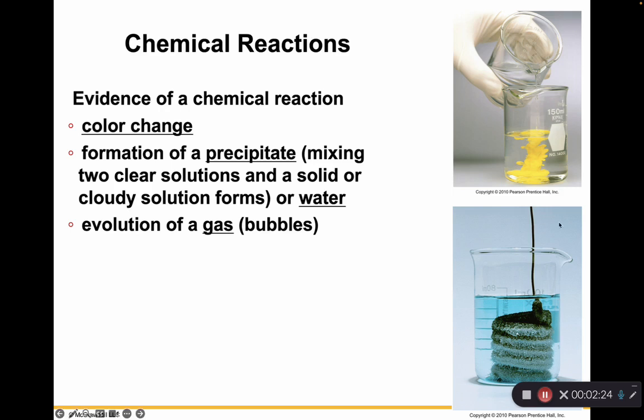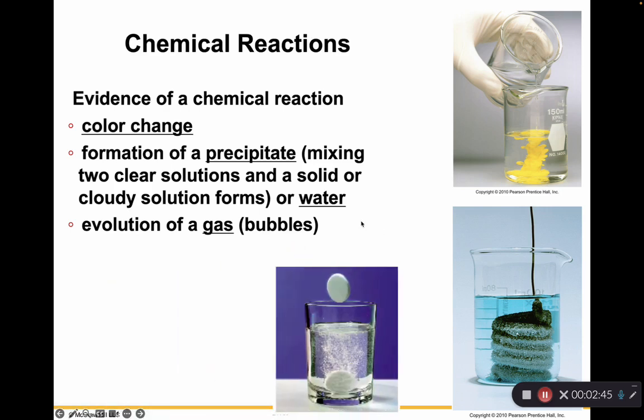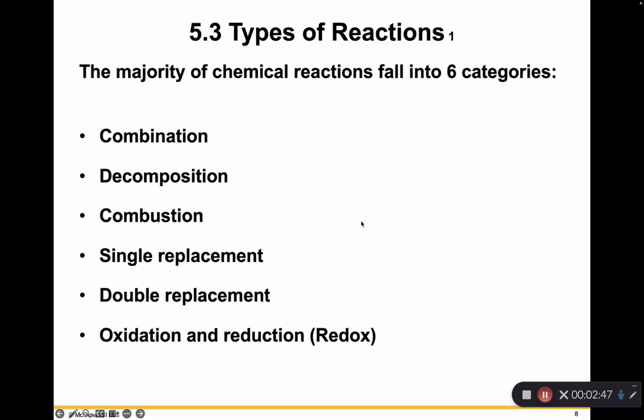So we can take clues or hints like changes in the color, precipitate formation, or changes in the bubbles, right? We can track whether the bubbles form or not, and we can say the chemical reaction has occurred or not. So these are the evidences.